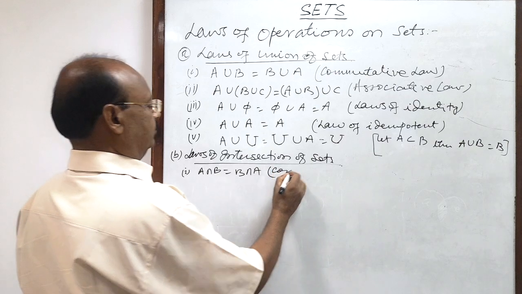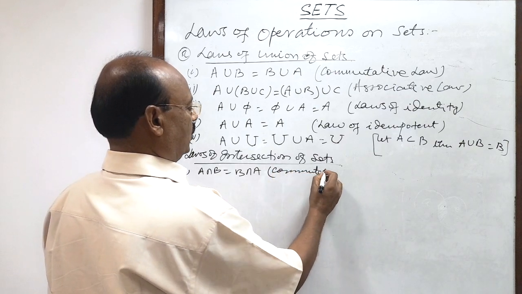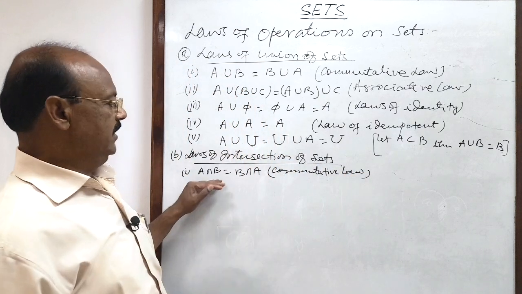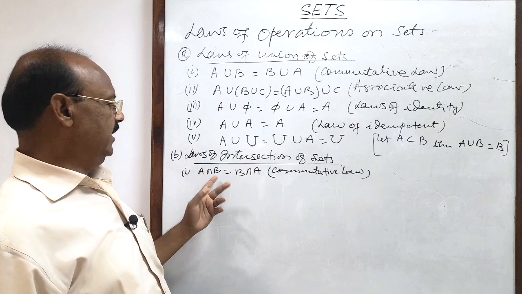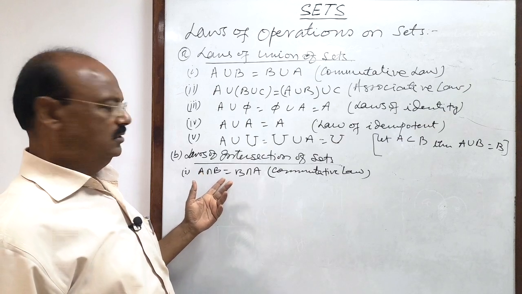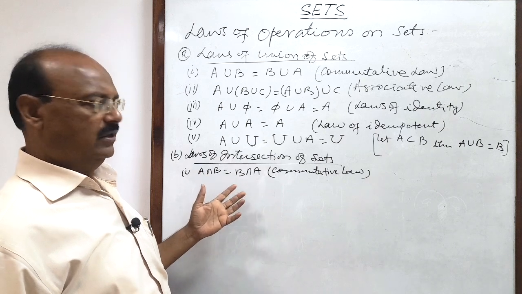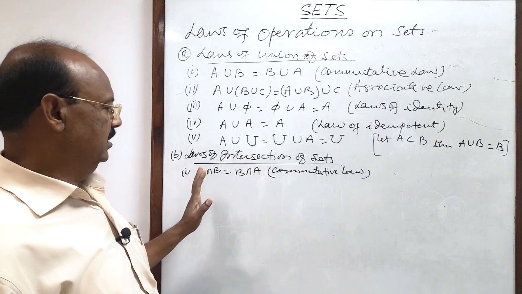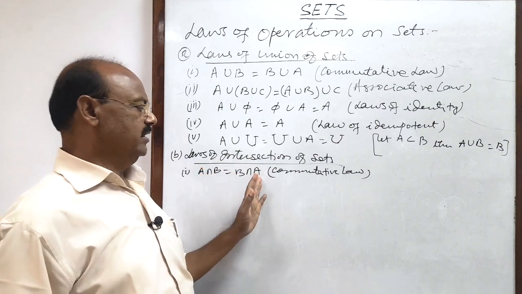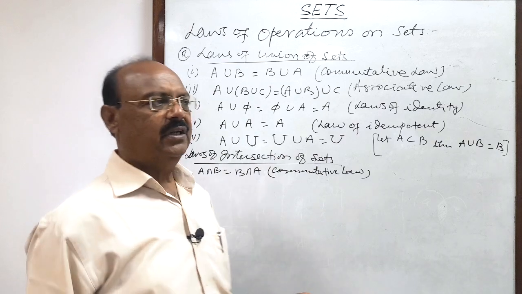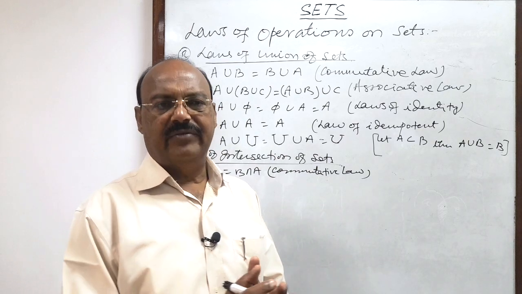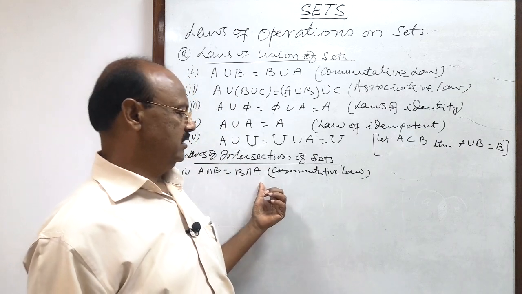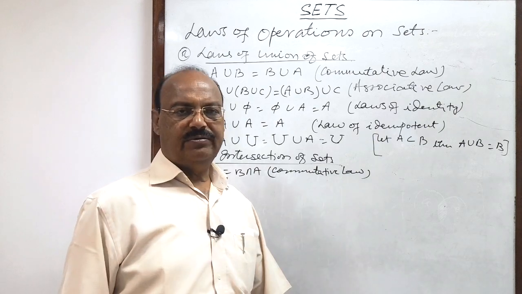Like union, in case of intersection also, the order of sets A and B is not relevant here. It doesn't matter whether A comes first or B comes first. So A intersection B and B intersection A both are equal. And as we know, intersection means we just have to select common elements from these two sets A and B. This is known as commutative law.